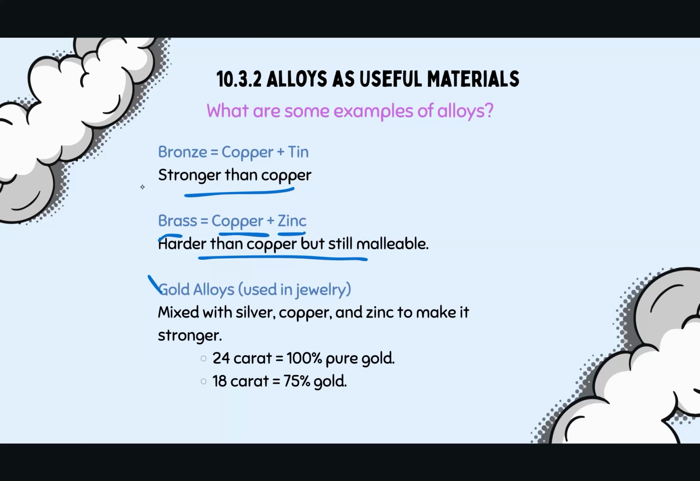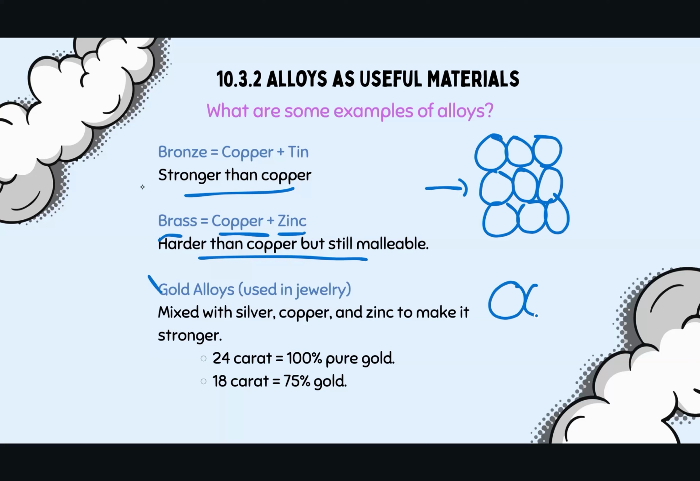When we alloy them, we make them much stronger. Because metals, just like any solid, have a regular arrangement. The atoms are regularly arranged. What that means is the layers can slide over each other. When you alloy it, what you're actually doing is adding another element that disrupts the layers.